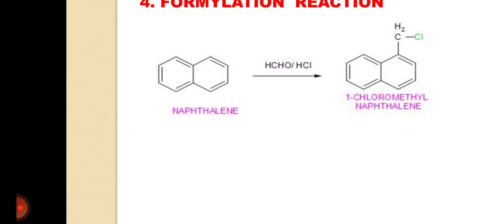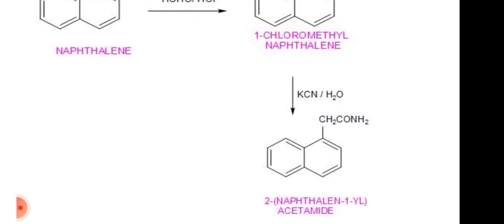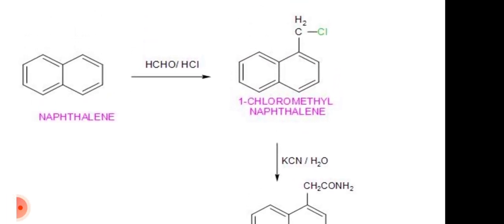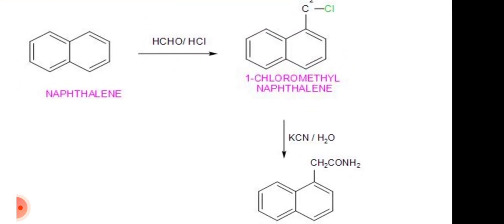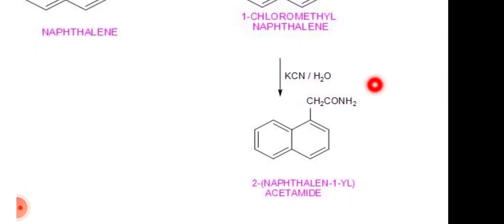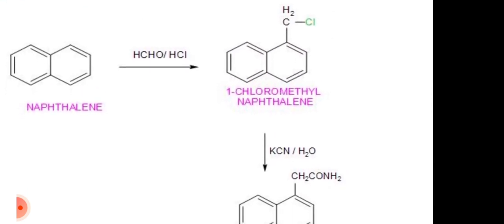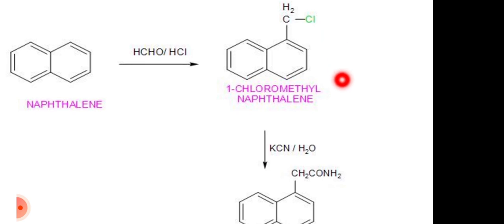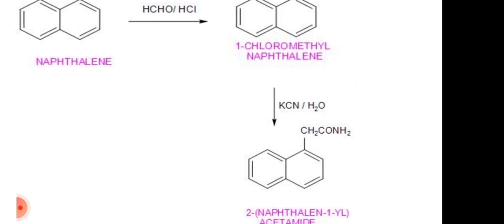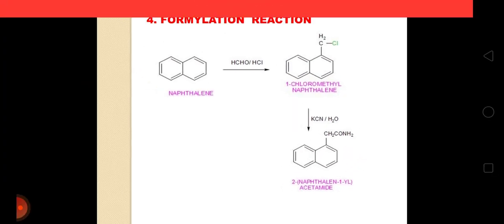1-chloromethyl naphthalene, which on reaction with potassium cyanide gets converted to the cyanide derivative, which on further hydrolysis gets converted to the amide. So in this way we can see that the alkyl halide gets converted to the amide. So here we obtained 2-naphthalene 1-il acetamide.